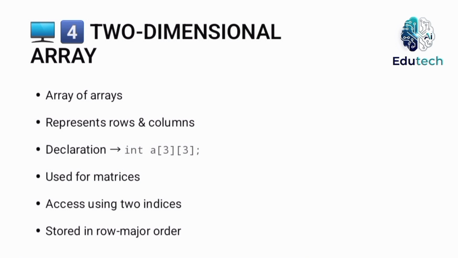The elements are stored in row major order in memory. Each element is accessed using two indices, one for row and one for column. For example, matrix[1][2] refers to the element in the second row and the third column. Two-dimensional arrays make it easier to perform matrix addition, multiplication, and other mathematical operations.